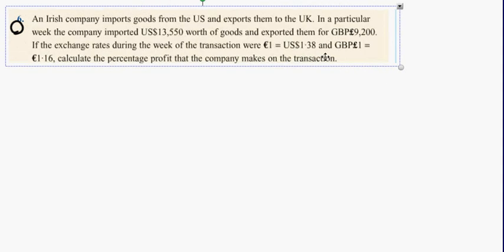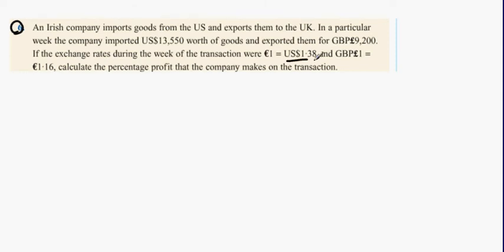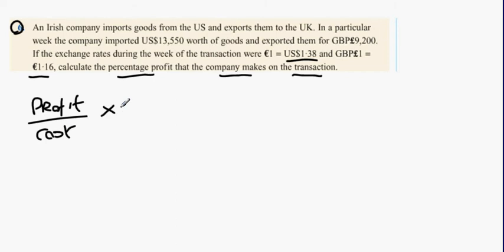So here's question 6. An Irish company imports goods from the US and exports them to the UK. In a particular week, the company imported $13,550 worth of goods and exported them for £9,200 to Great Britain. If the exchange rate during the week for the transaction were €1 to $1.38 and £1 to €1.16, calculate the percentage profit that the company makes over the transaction. So once again, percentage profit is profit divided by cost multiplied by 100.